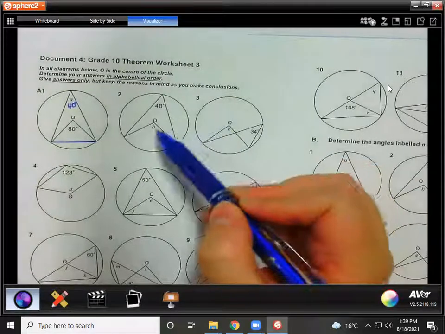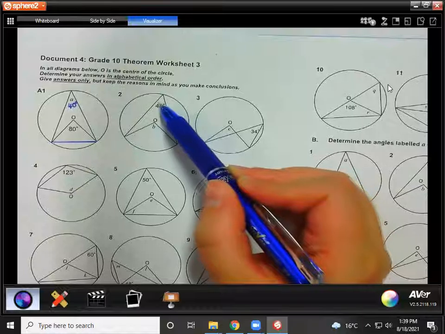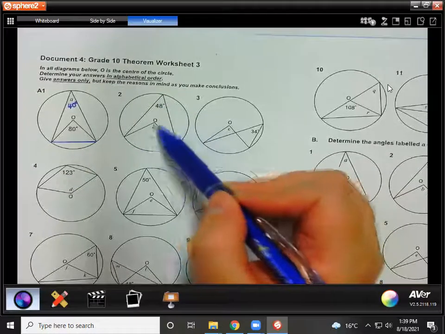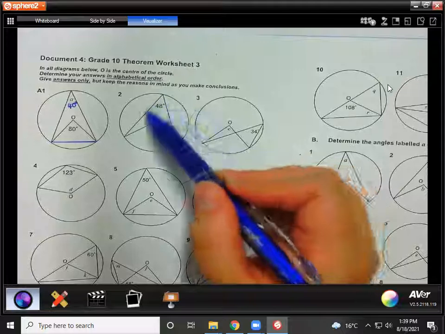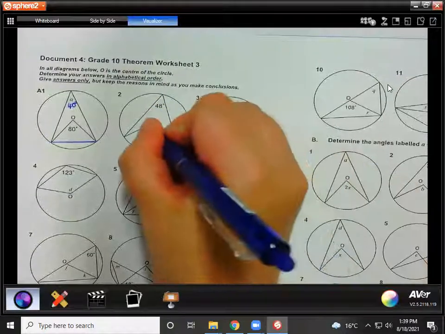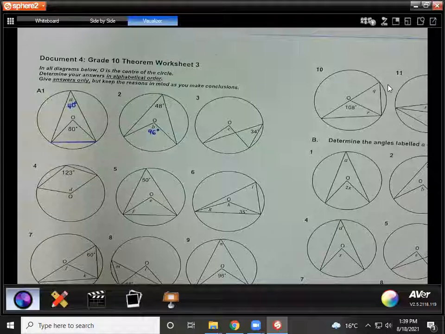Next one, B, now they're asking for the angle at the center. They gave us the angle at the circumference. The one at the center is always double the one at the circumference. So what is double 48? 2 times 48 is 96. Your reason would be the same. Angle at center equals 2 times angle at circumference.